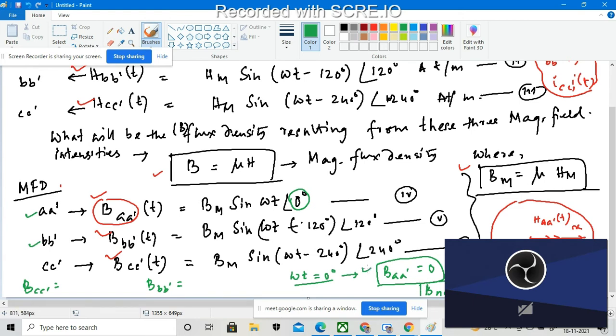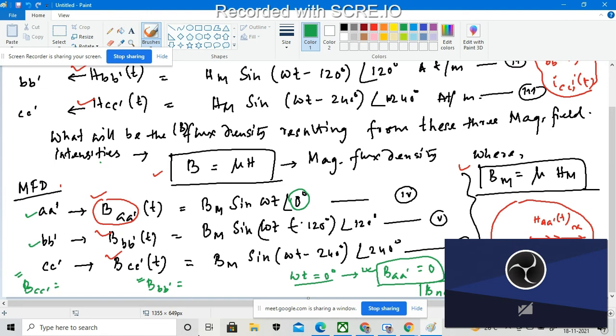So, if A dash equals 0, in the coil of B dash, what will be the magnetic field from the coil B dash, and what will be the equation for CC dash? Tell me, what will be the equation?